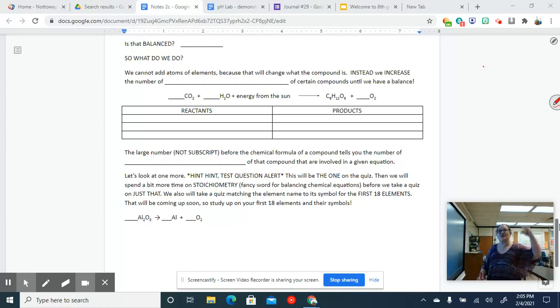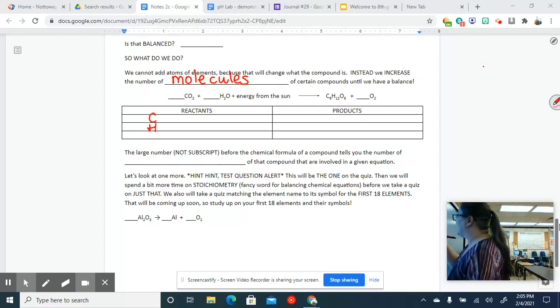So you can't change the number of carbons within a compound, but you can change the number of carbon dioxide molecules so that you get more carbons. What we do is increase the number of molecules of certain compounds until we have a balance. So the first thing you've got to do is what we just did. Write down C, H, O, and we had 1, 2, 3, and 6, 12, 8. So now we look at how many we have over here, and that's going to help us figure out how many we need over here.